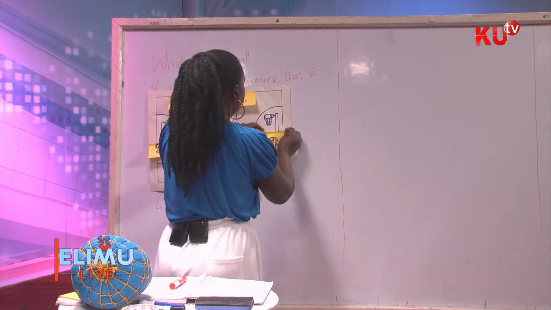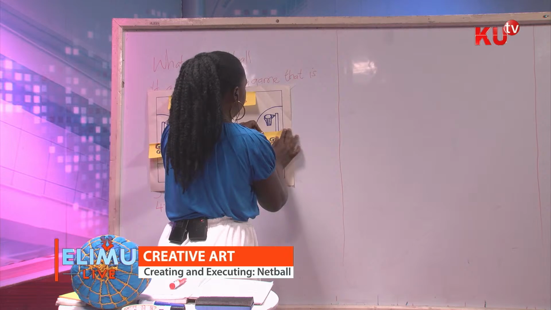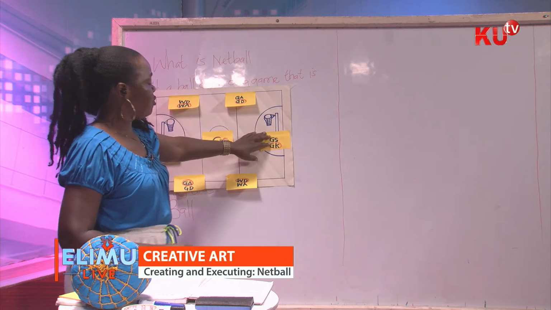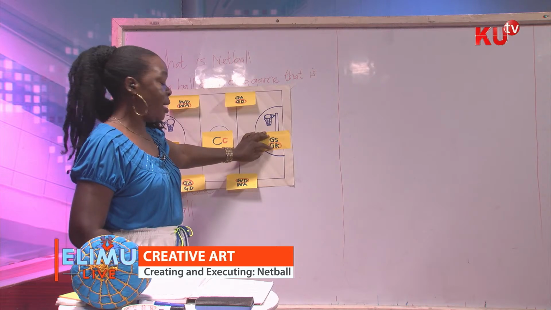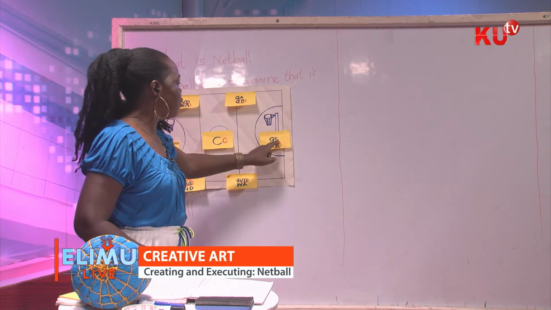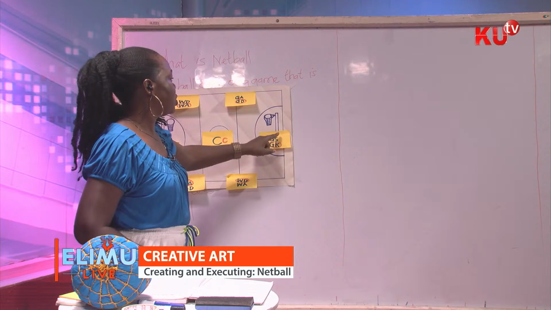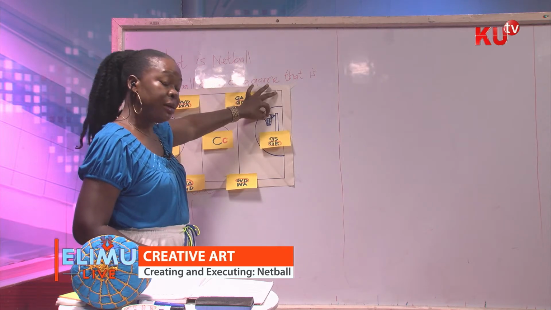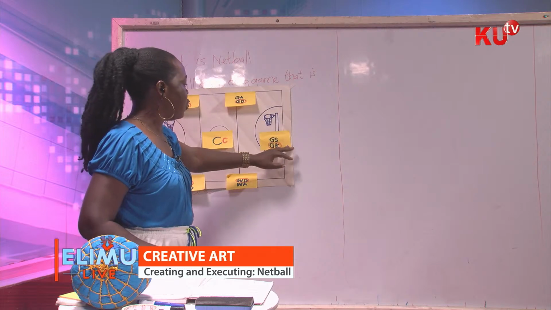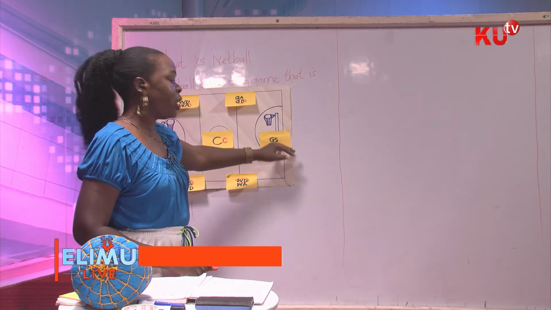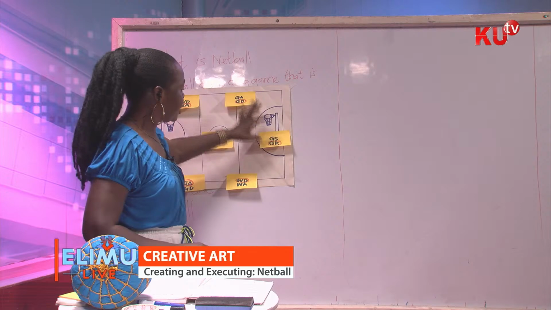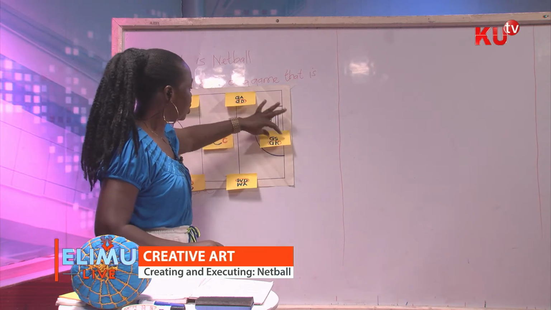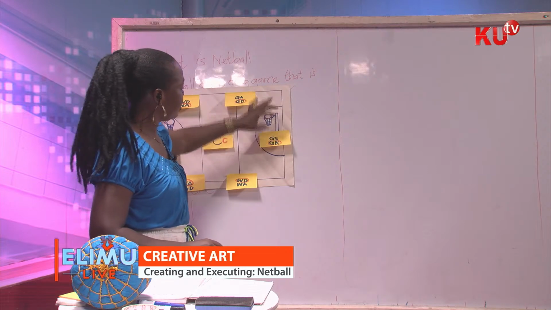Now, we are having number 7 now. In number 7, we have another goal shooter and another goalkeeper. The work of this goal shooter this side is also to shoot the ball, to make sure that the ball enters the ring. And then the work of the goalkeeper here is to make sure that the goal shooter does not receive any ball. She'll make sure that she defends the goal shooter in order not to receive any ball.